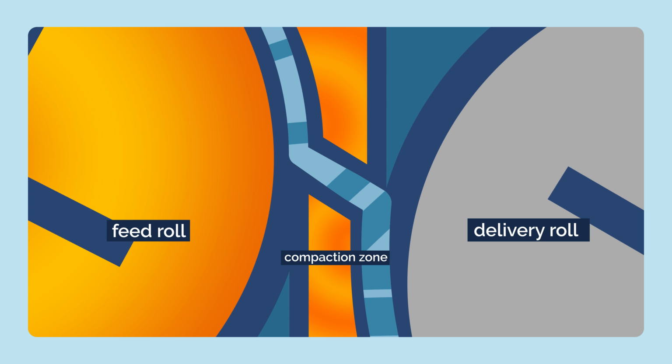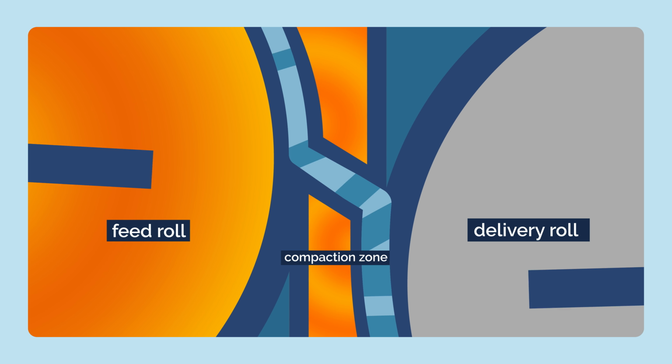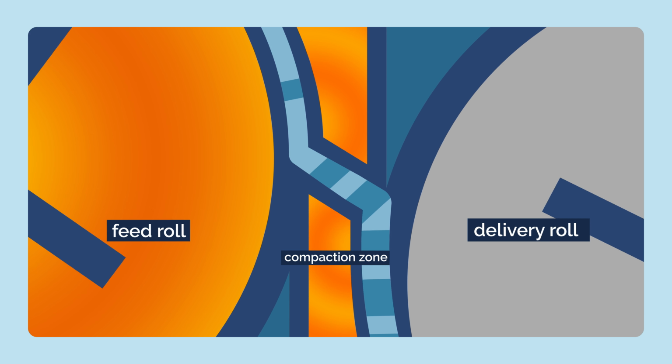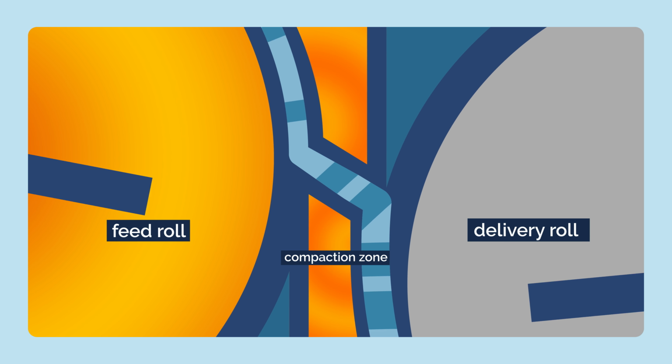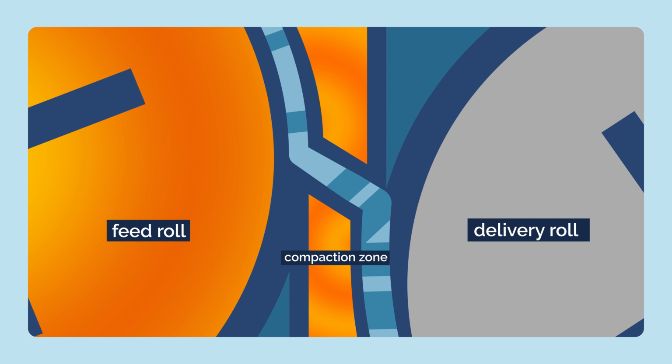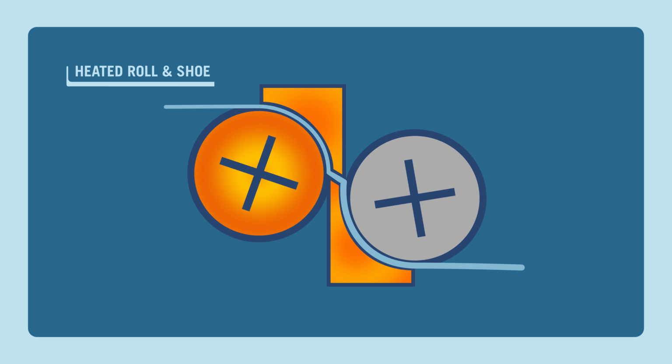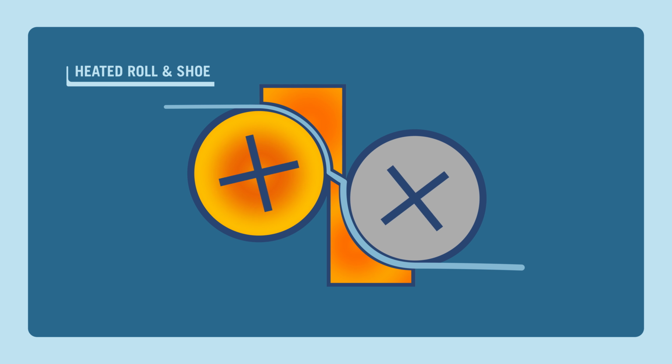When the fabric hits the surface of the heated shoe, the fabric slows, shortens, and compacts based on the surface friction in the compaction zone. Overcompaction will result in a corrugated appearance. Note how the fabric coming out of this machine is slightly thicker than the fabric going in.